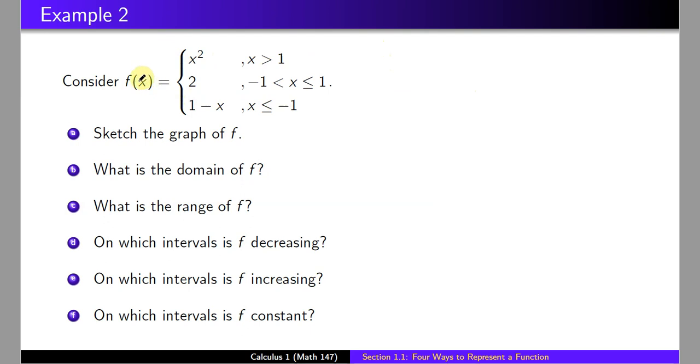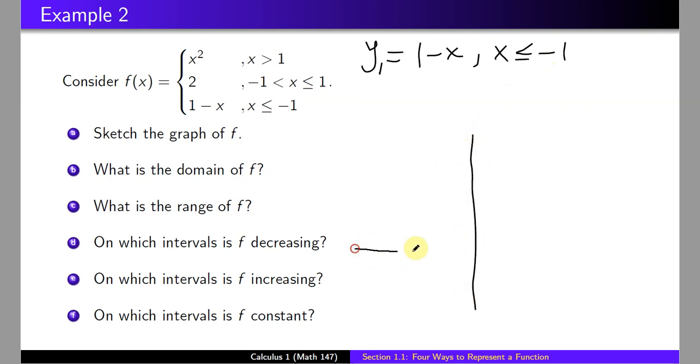So recall that f of x represents y. So I'll go ahead and call this y1. So y1 equals 1 minus x is the graph of our first piece. But this is only valid if x is less than or equal to minus 1. So that's what y1 is going to look like. Okay, so let's go ahead and create a grid. So we're looking at x values of -1 and less, like these x values here in particular.